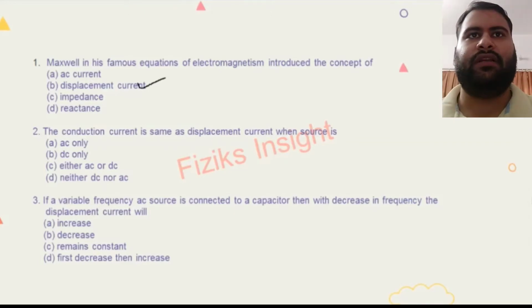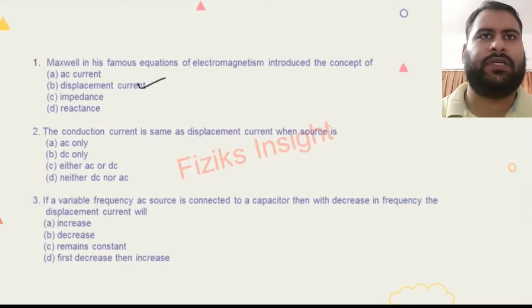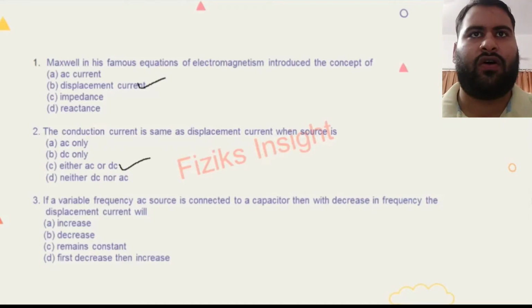Now in the second question, the conduction current is the same as displacement current when the source is: AC only, DC only, either AC or DC, neither DC nor AC. So the correct option is either AC or DC.